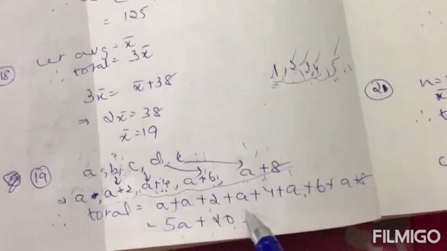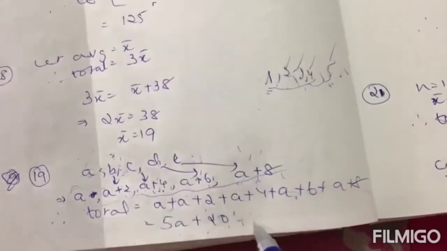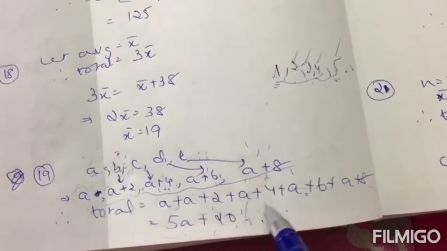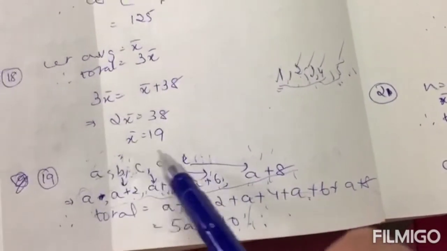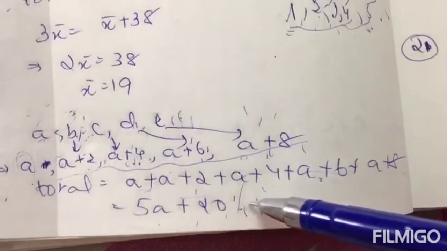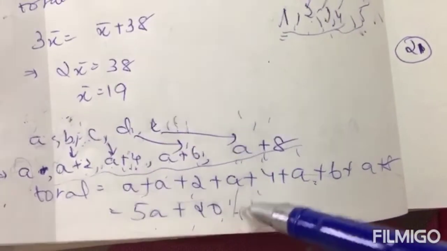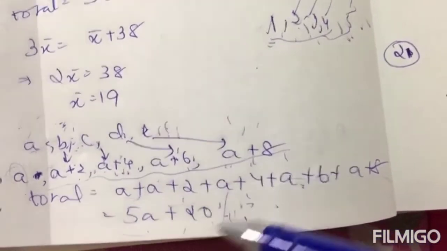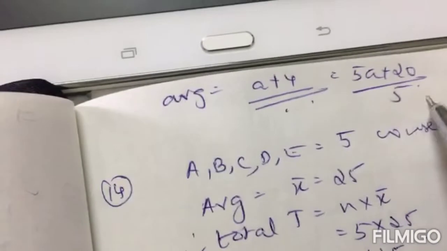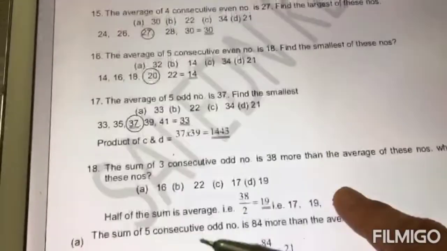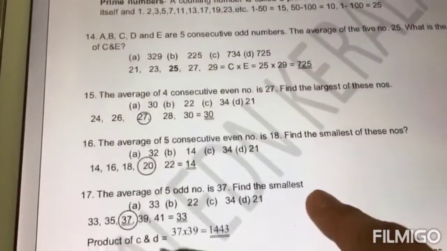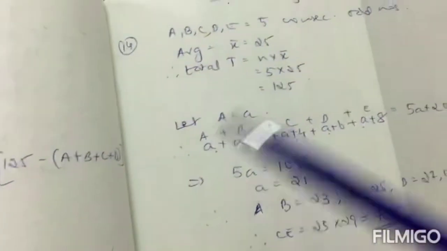Now what is the average based on the information given? Total divided by number. This is the total divided by 5, because there are 5 consecutive odd numbers, A, B, C, D, E. So 5A plus 20 divided by 5 will give me A plus 4. And that is the correct answer. So 14, 15, 16, 17 are similar. I would like you to attempt them in the same way.